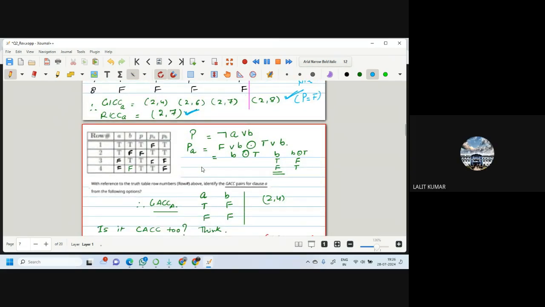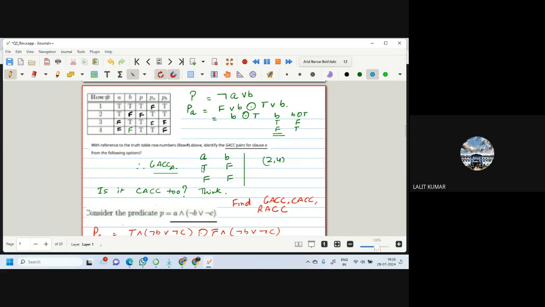Okay. So here I have taken a question from the PYP, and they have given us a truth table. From the truth table, only for my understanding, I had made out what the predicate is. But from the truth table itself, we can draw what they are asking. With reference to the truth table row numbers, identify the GACC pairs for clause A from the following options. They are given certain options. However, for my understanding, I calculated.